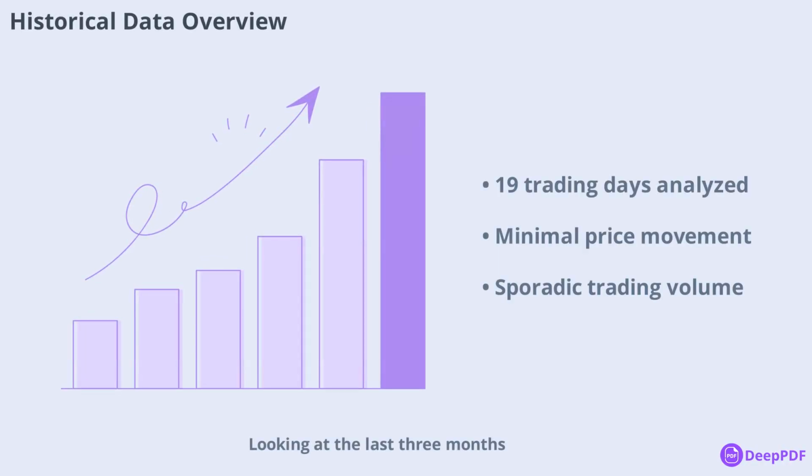Looking at the last 3 months, THMO has only had 19 trading days with recorded activity. The price has hovered at either 0.0001 or 0.000001, with very little movement in between. Volume has also been sporadic, with some days seeing just over 100 shares traded and others spiking to over 60,000. This lack of consistent trading activity is typical for many OTC stocks and can make technical analysis more challenging, but also more interesting for those seeking hidden patterns.